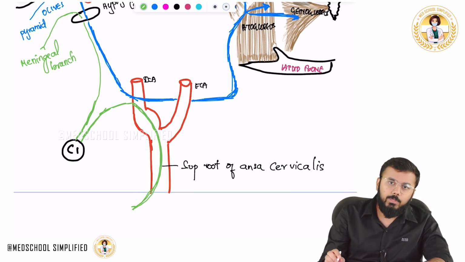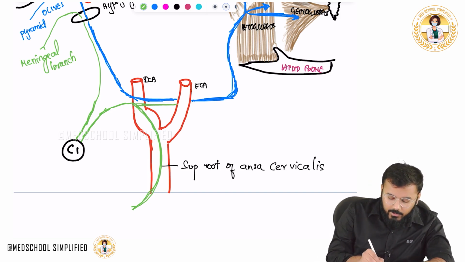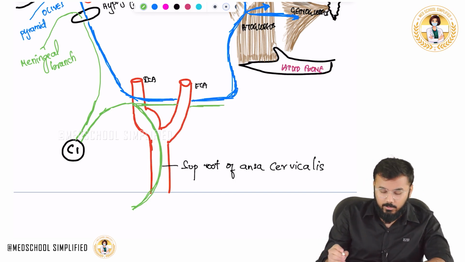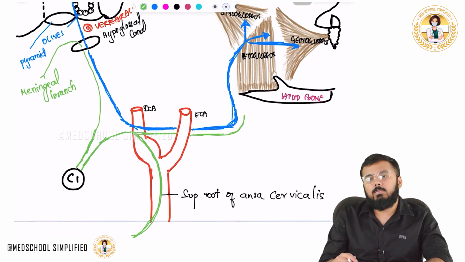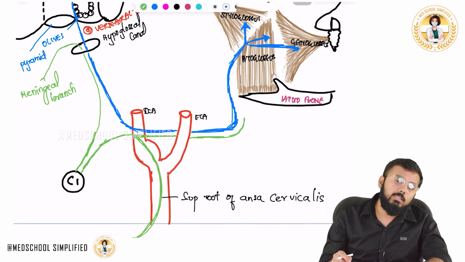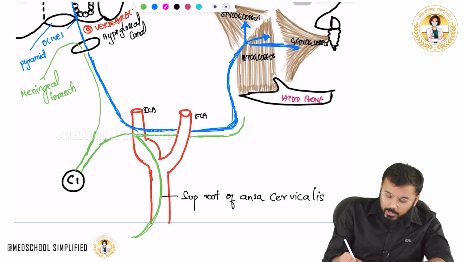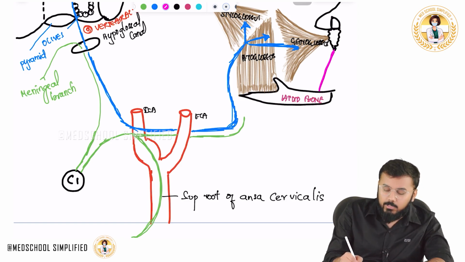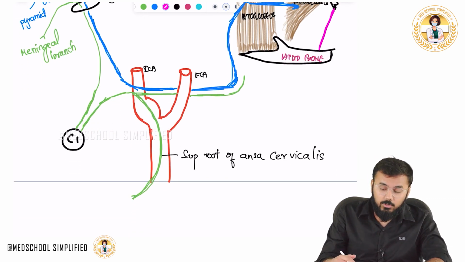Now after giving the superior root of Ansa cervicalis, what does it do? This goes all the way down to the external carotid, behind the external carotid, and it enters into the muscles. Before entering into the muscles, first of all, you should know a few important ligaments over here. What are these important ligaments? Let us say there is an important ligament that is connecting all the way till the hyoid bone. This ligament is called the geniohyoid ligament.